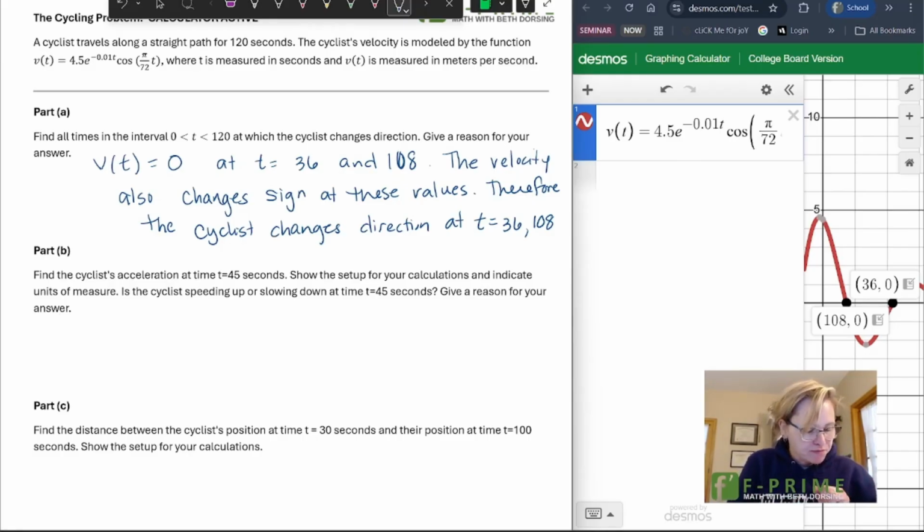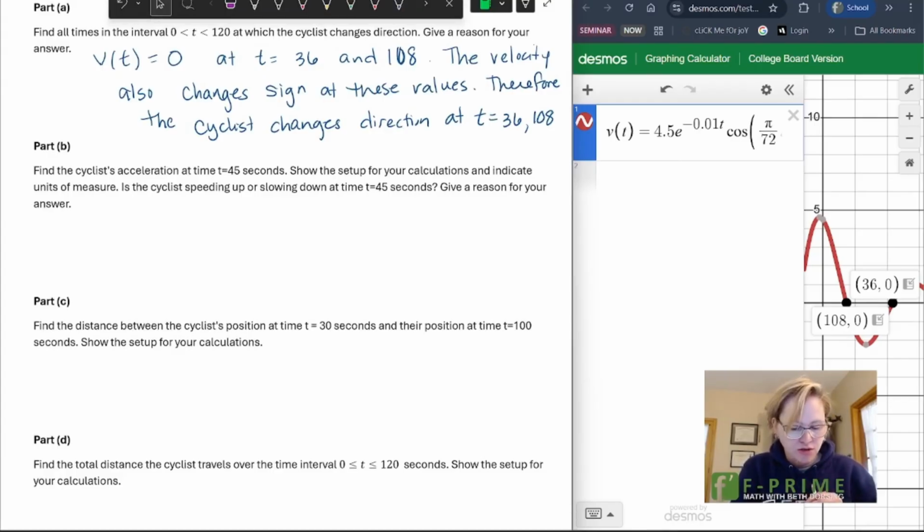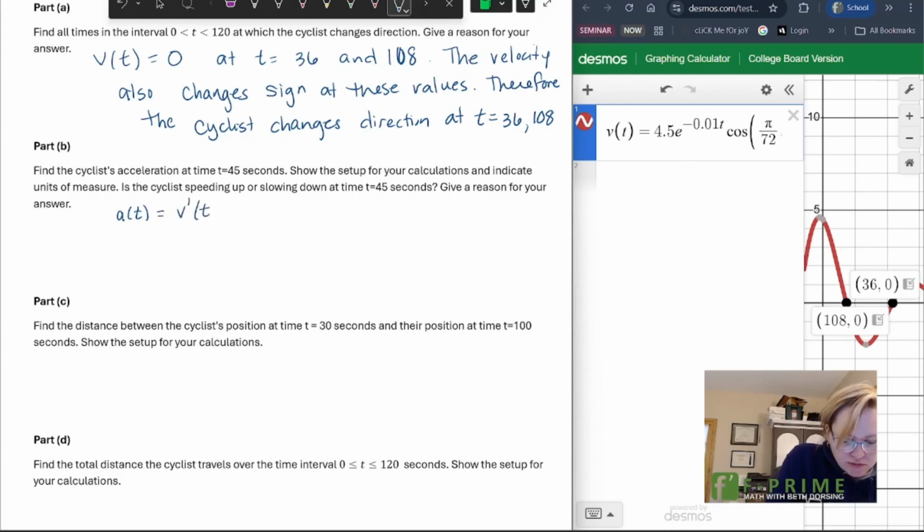So let's look at part B. Find the cyclist's acceleration at time t equals 45 seconds. Show the setup and the calculations for your work and indicate units of measure. Now, the acceleration is the derivative of velocity. And if I think it, I write it. So a of t is equal to v prime of t. Therefore, a of 45 is going to be v prime of 45.